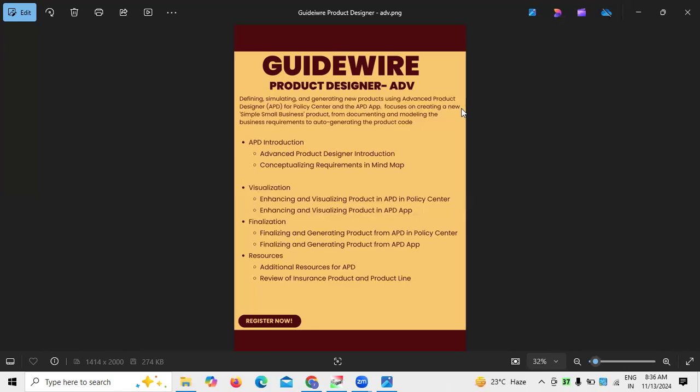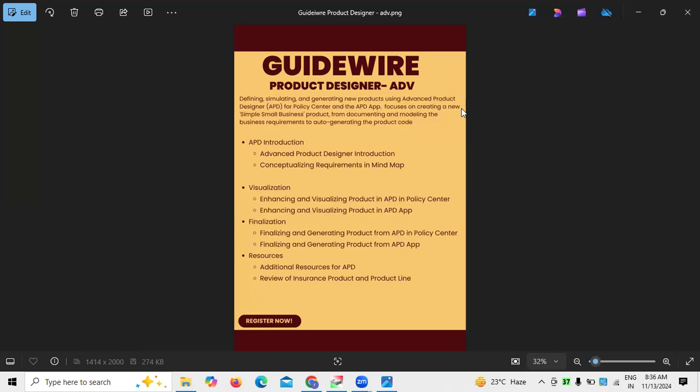Point number two, the visualization part. Here you need to enhance and visualize the product in APD, advanced product designing, especially from the PolicyCenter point of view. PolicyCenter is a module majorly used to record policies, update policy records, and make any subsequent changes in an existing policy based on business rules and government mandates. Everything will be done over here.